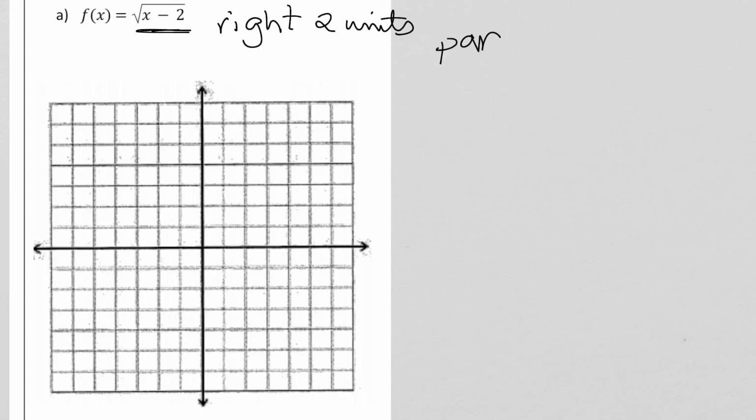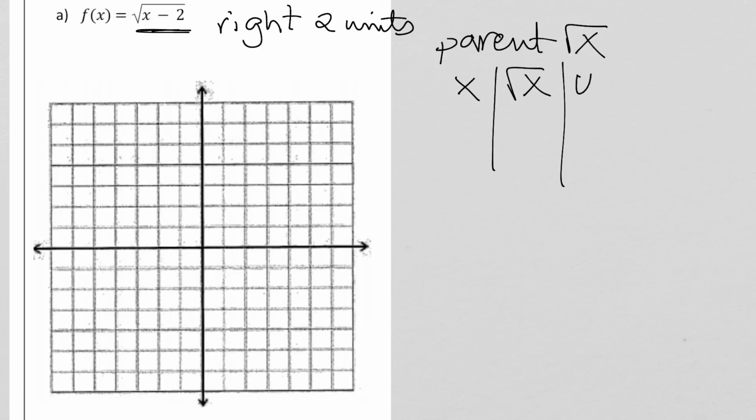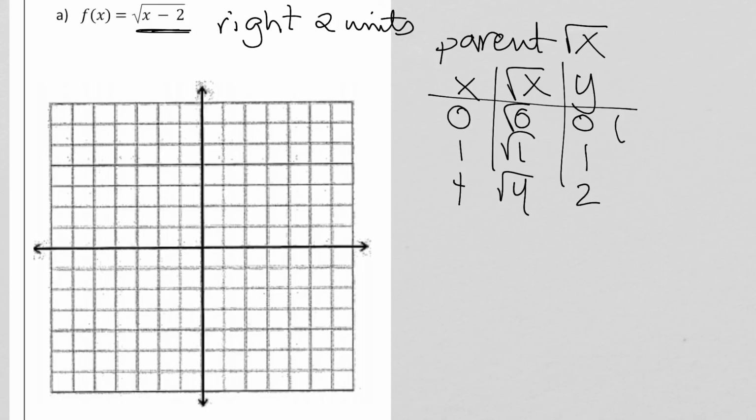Our parent function is the square root of x. If you forgot how to plot the square root of x, let's go ahead and choose at least 3 points, right? And I'm going to choose perfect squares. There are no negatives under the square root, so I'm using 0, 1, and 4, because 4 is a perfect square. So this one is going to be 0, this one is going to give me 1, this one's going to give me 2. So I'm plotting 0, 0, 1, 1, 4, 2. This is my square root of x graph.